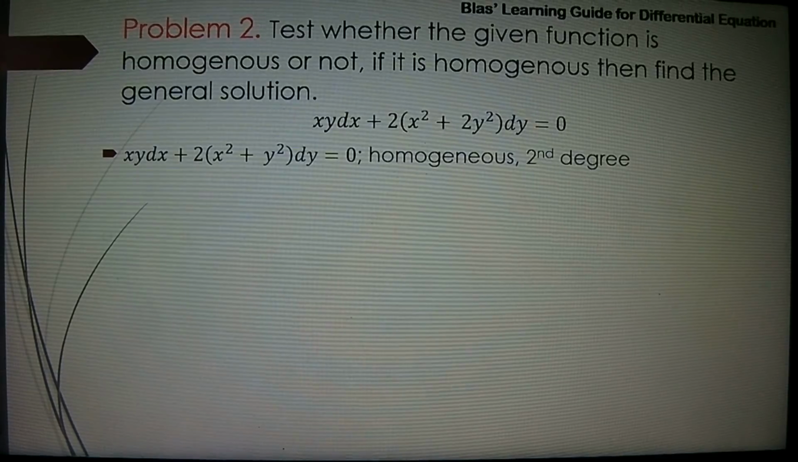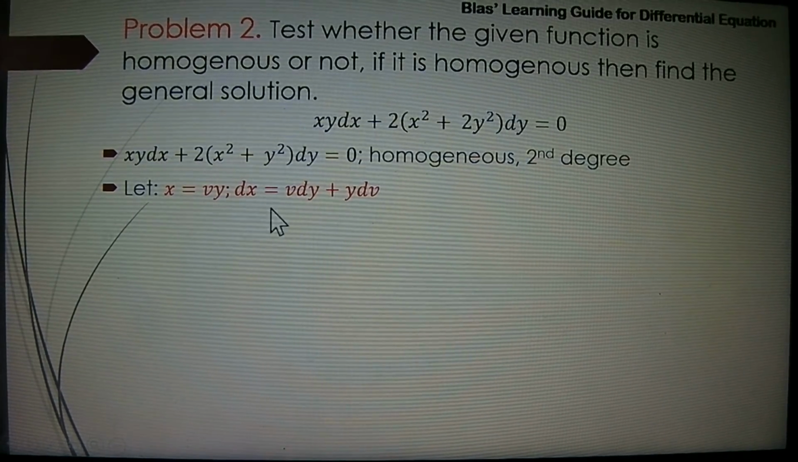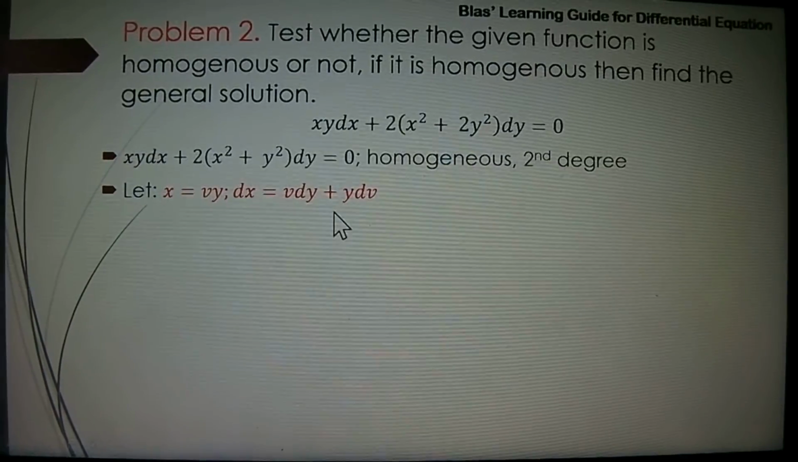So our next lesson, testing again problem number 2. So x, y, dy, again it is a second degree and homogeneous. So again, we shall have to substitute x equals by dx. That will be much simpler.